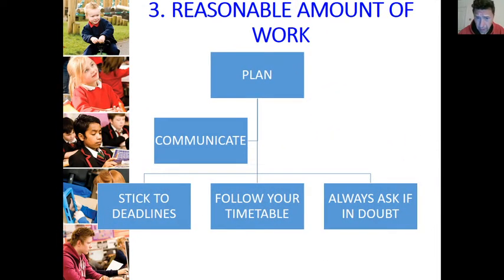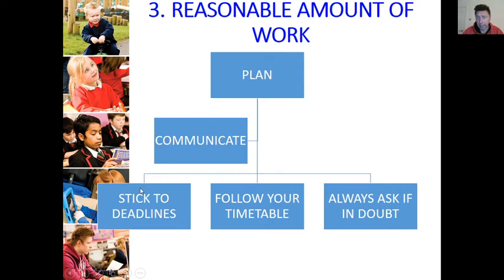Reasonable amount of work. Okay, what do I mean by this? Again, 3-4 hours. If you're 8, 9 and 10, then 3-4 hours is plenty for you at this stage. Okay, this is an anxious time for everybody, and we do not want to add to your anxiety right now and increase your stress levels at this stage. So plan, communicate, and then stick to deadlines.